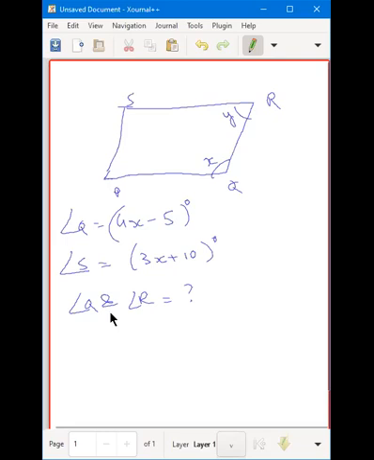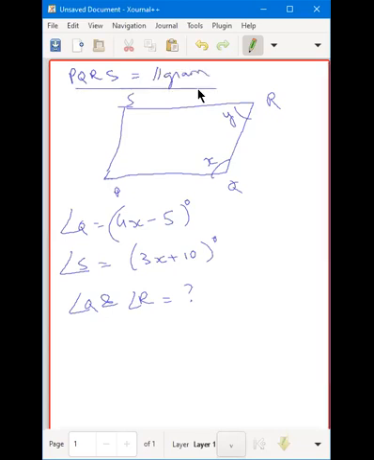Sir, is it in rectangle? It's a parallelogram. Quickly solve this.